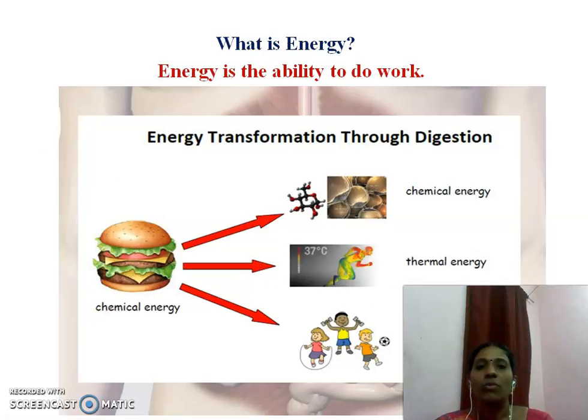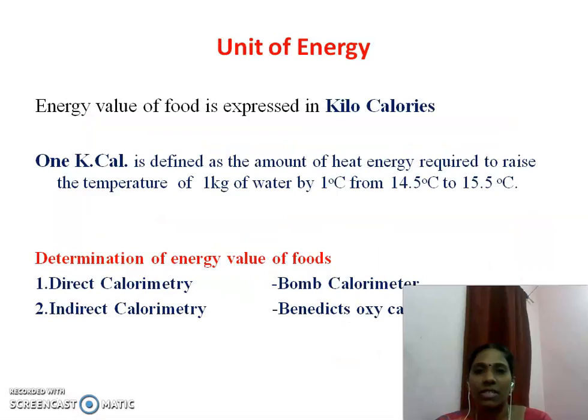The food that we are consuming is burnt inside our body and releases energy. The energy released can be transformed into different forms of energy such as chemical energy, thermal energy and mechanical energy. These energies are helpful to do various metabolic reactions inside our body, and also help to do various physical activities like walking, swimming, sitting, jogging, all the physical activities we perform.